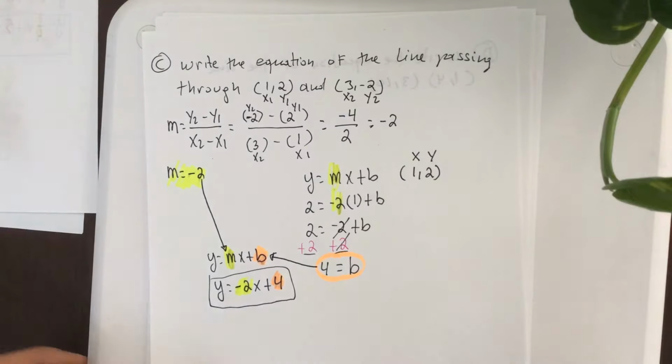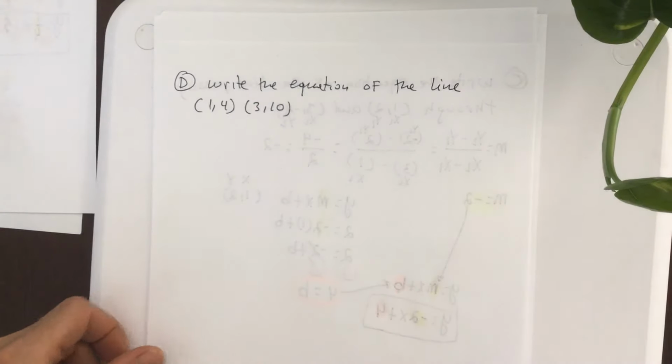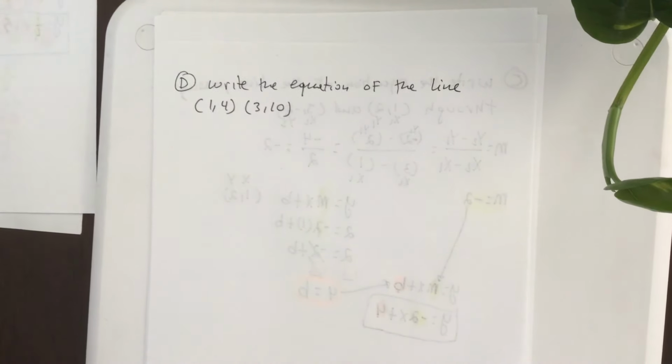Okay, I want you guys to try the next one here, okay? Pretty simple. See if you guys can do it. I want you guys to find the equation of the line that goes through points (1, 4) and (3, 10). Okay, pause the video. Try to do it. All right. I hope you guys got it right.